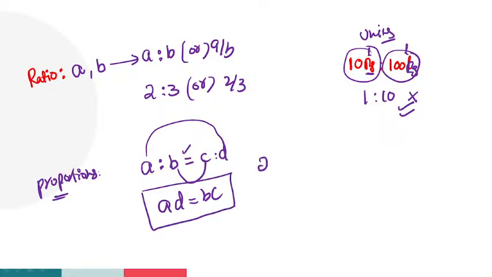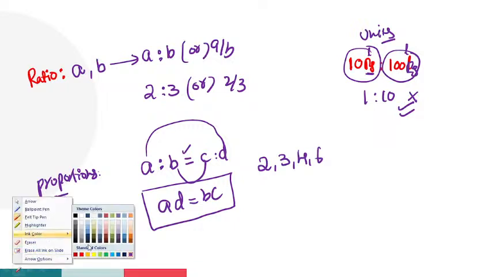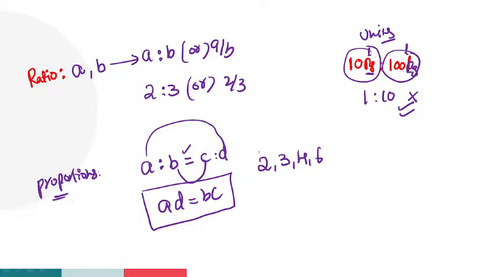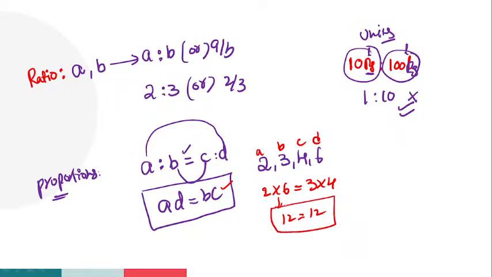For example, 2 comma 3 comma 4 comma 6. Find out if it is a proportion. Take them as A, B, C and D. So what is the proportion formation? AD is equal to BC. Then 2 into 6 is equal to 3 into 4. 2 sixes are 12. 3 fours are 12. 12 is equal to 12. Is it a proportion or not? Yes, it is a proportion.